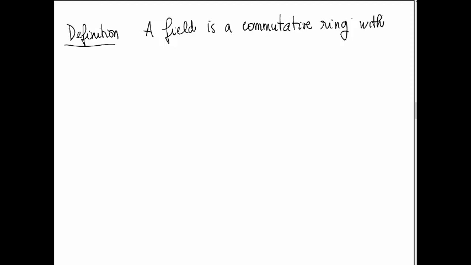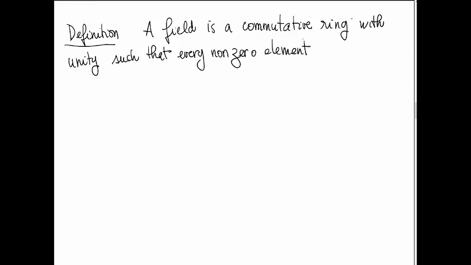Definition. We'll say that a field is a commutative ring with unity such that every non-zero element has an inverse.